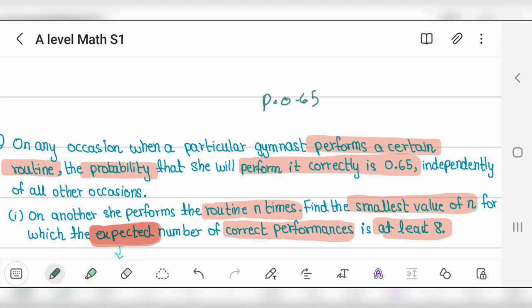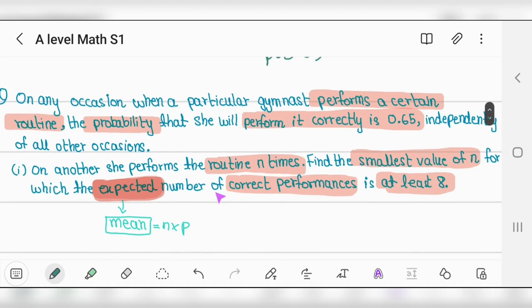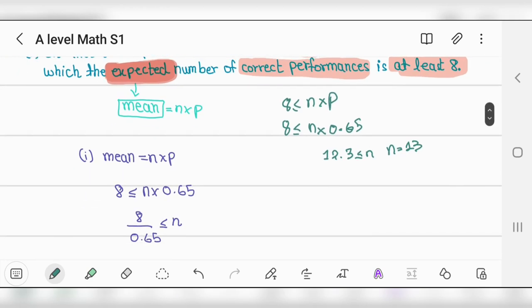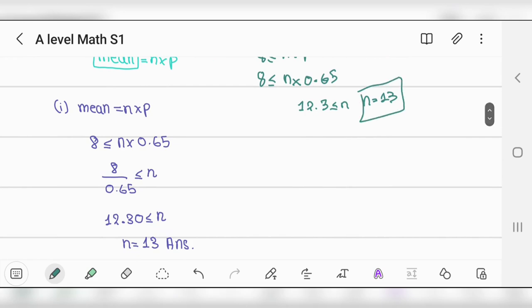Expected number means we are talking about the mean. The expected number of correct performances is at least 8, which means n multiplied by p, the probability of success, 0.65, gives the mean. So you're just going to divide 8 upon 0.65, and you will get 12.3, which means you will get 13. That's the answer. Okay, so it's the same thing as in here.